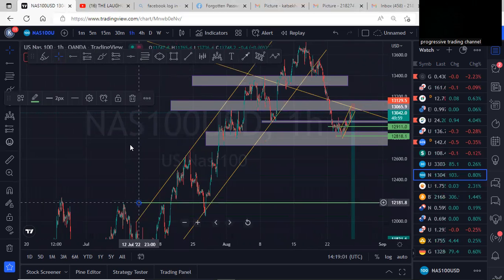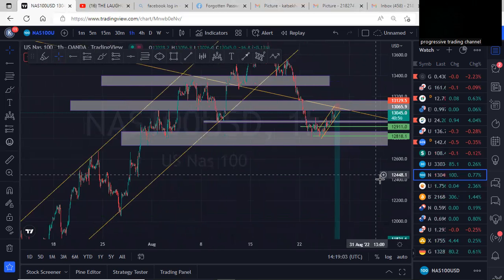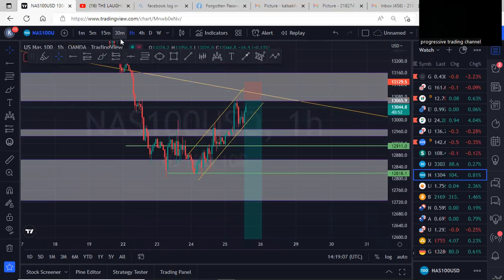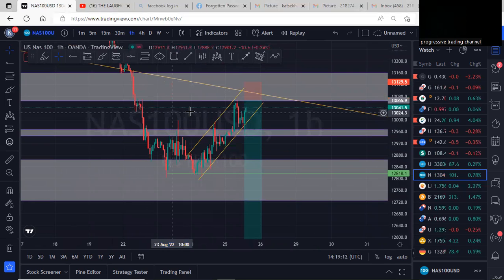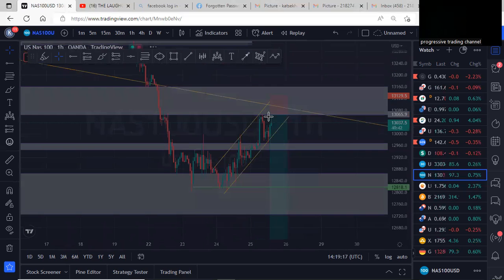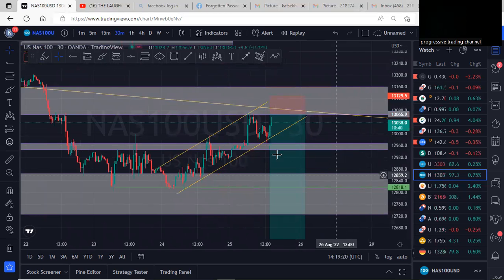But we're not here about locking in profits, we're here about the trade itself. So let me just remove this line here. We have this first touch, second touch, and third touch. You see it's moving in a more corrective manner in the 1 hour. Scaling down to the 30 minutes, you see that we had a double bottom here. That's why we headed to these areas.